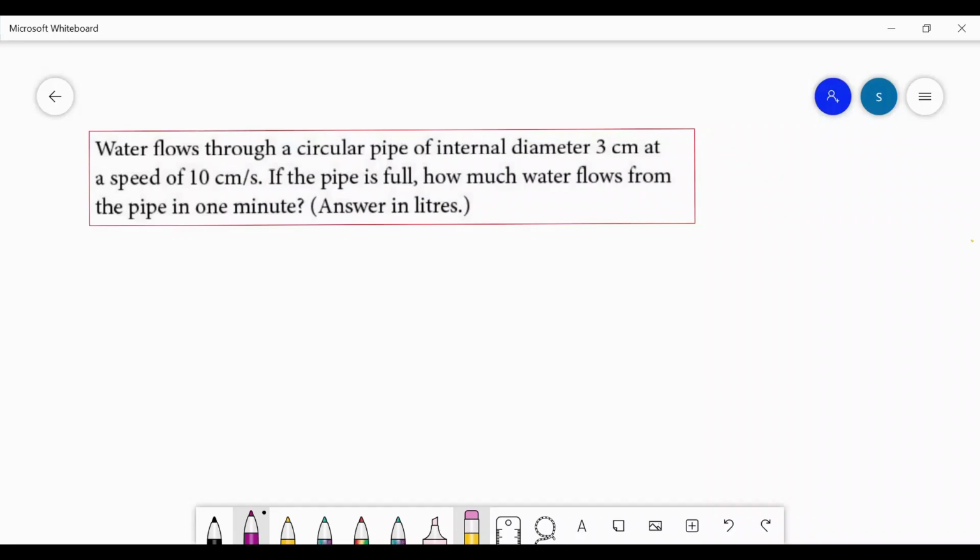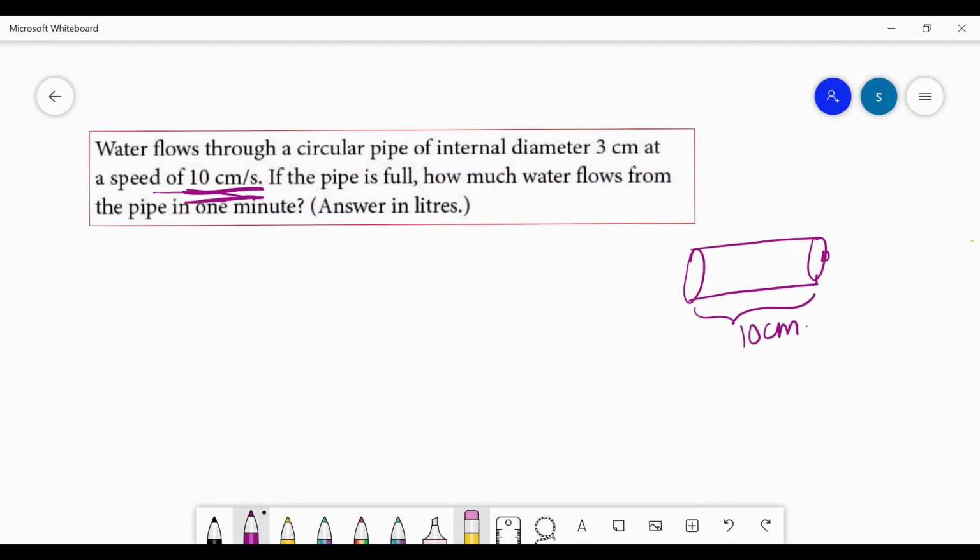Here we have water flows through a circular pipe of internal diameter 3 centimeters at a speed of 10 centimeters per second. If the pipe is full, how much water flows from the pipe in 1 minute? To calculate the volume of water that flows in 1 minute, we should first know the volume of water that flows in 1 second. So here let's just draw a pipe. The speed of the water jet is 10 centimeters per second, which means it flows across a distance of 10 centimeters in 1 second.